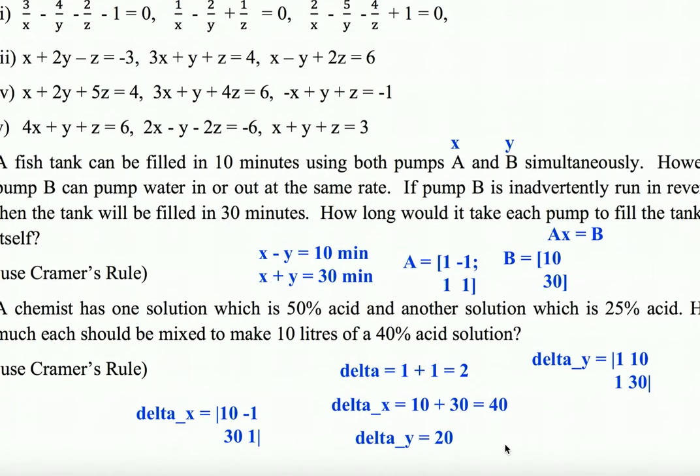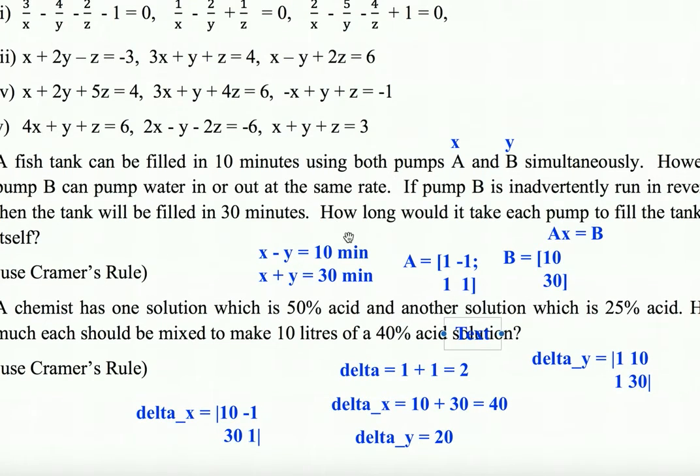Okay, so what is x and y? x is nothing but delta x by delta. Delta x is 40, 40 by delta, which is 2, is 20 minutes. So it needs 20 minutes to fill the tank if it is operated alone. A pump needs 20 minutes. What about B? B pump operating time is nothing but delta y by delta. Delta y is 20, so 20 by 2 is 10 minutes.